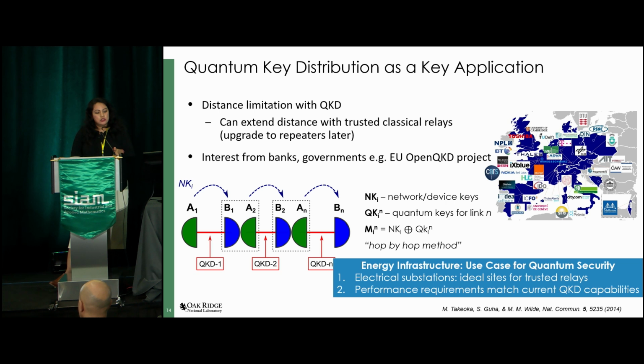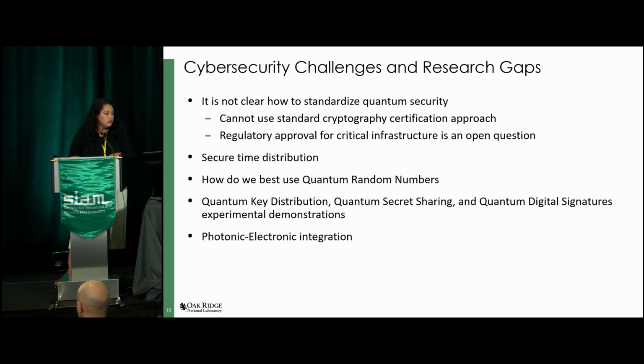We don't have such a system in America now, but I think we should be working towards this, because this is really going to help quantum networks take over, especially in the energy infrastructure, which are ripe use cases for quantum security and trusted relay, especially with the cyber problems we have nowadays.